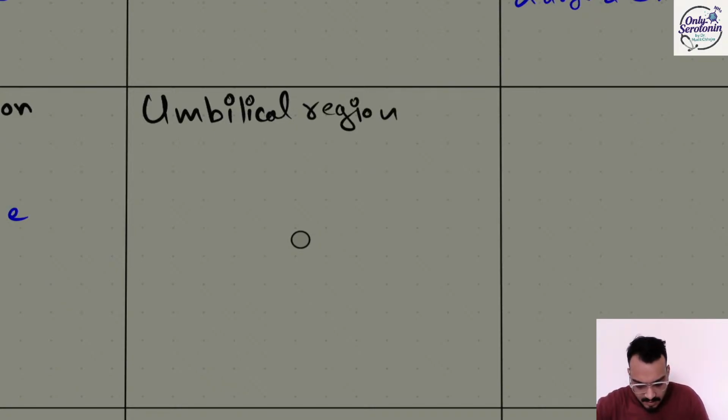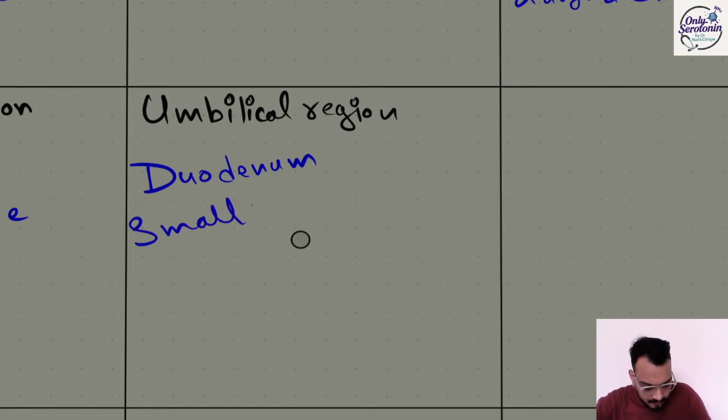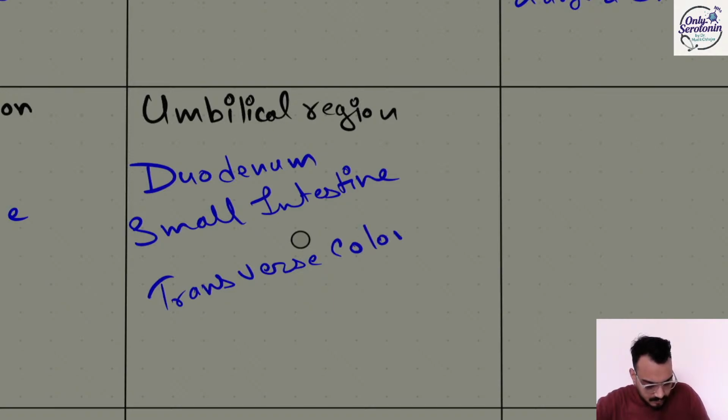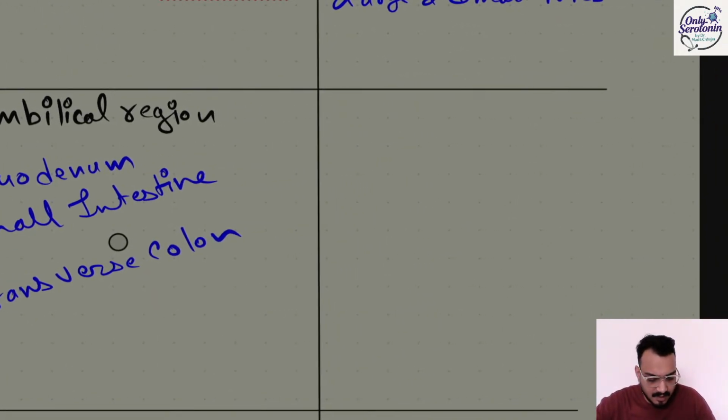In the umbilical region, I am going to have the duodenum, small intestine, and transverse colon. All these three things are present in my umbilical region. What about the left lumbar region, guys?